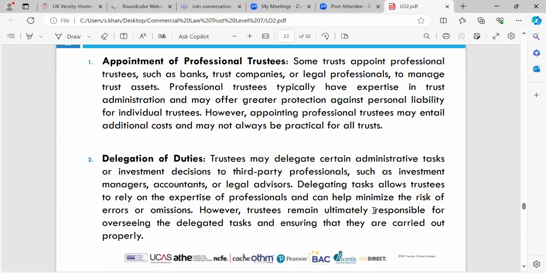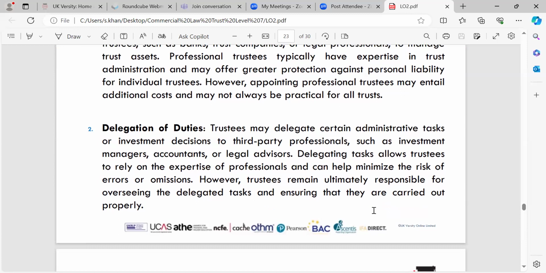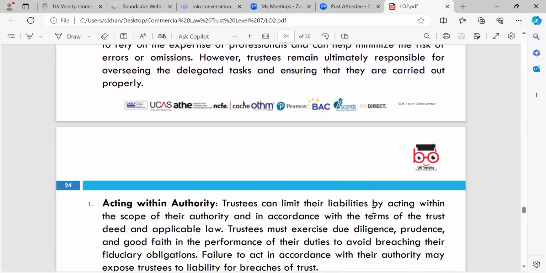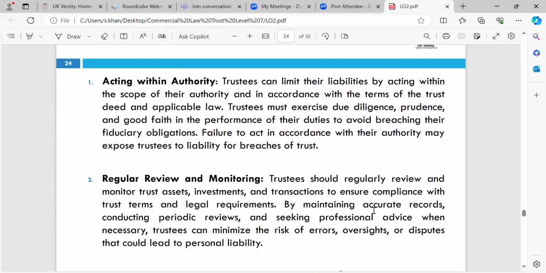The delegation of duties. Trustees may delegate certain administrative duties or investment decisions to third-party professionals, such as investment managers, accountants, or legal advisors. Delegating tasks allows trustees to rely on the expertise of professionals and can help them minimize the risk of errors or omissions. However, trustees remain ultimately responsible for overseeing the delegated tasks and ensuring that they are carried out properly and following their duties.